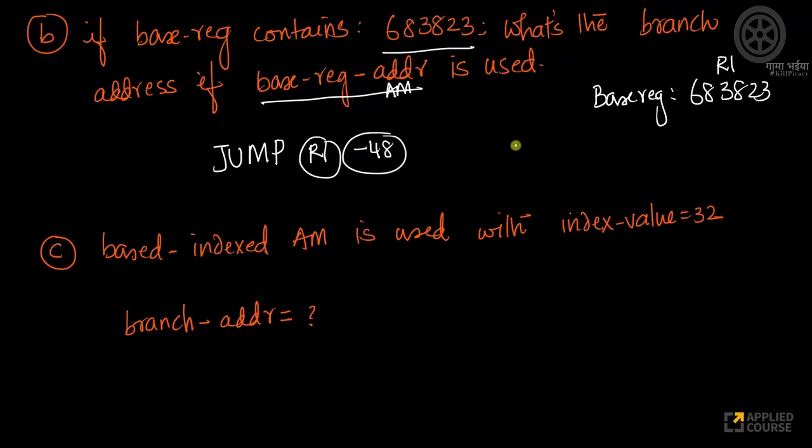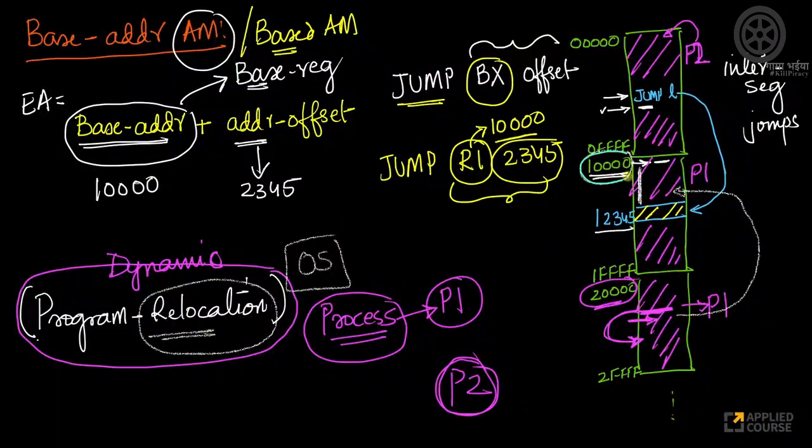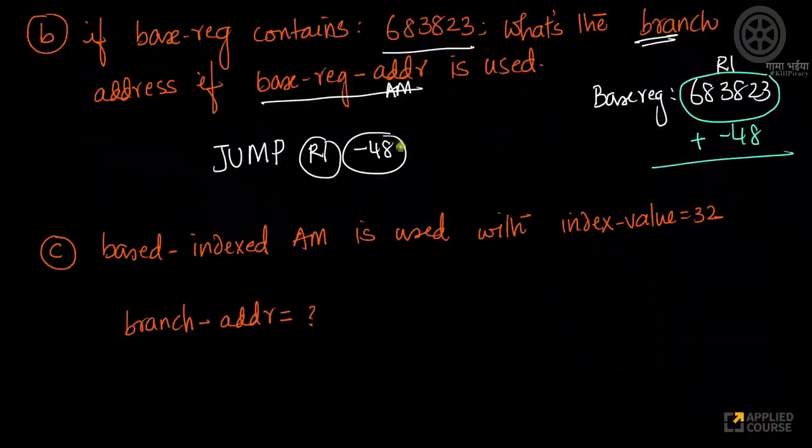Now where will this jump to? What is the effective address, or branch address, that we will jump to finally? Whatever value you have in the base register, we add this minus 48 to it. The base register will contain the first address of the segment, and the displacement field is the displacement within that segment. Whatever result I get is the branch address. Very simple math. You can just use a calculator and compute this quickly.